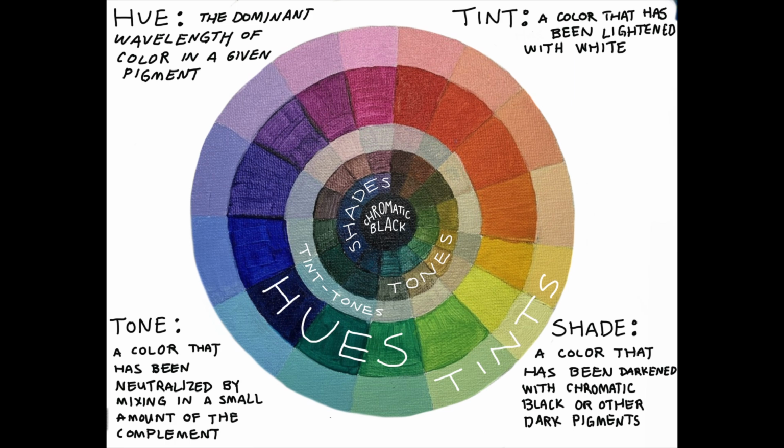A tone is going to be a color that's been neutralized by mixing in a small amount of the complement. A complementary color is the color that is opposite a given hue on the color wheel. So the complementary color to a primary red is going to be green. So I would make a tone of red by mixing a little bit of green with my red. This helps to neutralize the color to make it a little bit less saturated, less bright, and make it appear a little bit more like an earth tone.